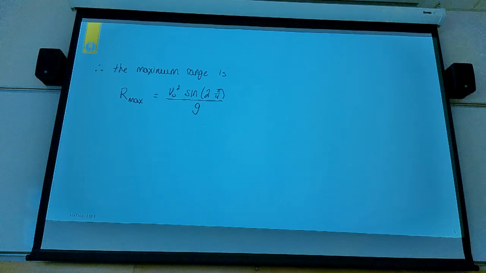What is sine of pi over 2? One. Maximum range of projectiles: v naught squared over g. So if you want to maximize your range, you want a launch angle of 45 degrees.